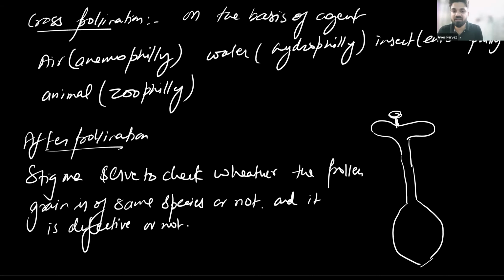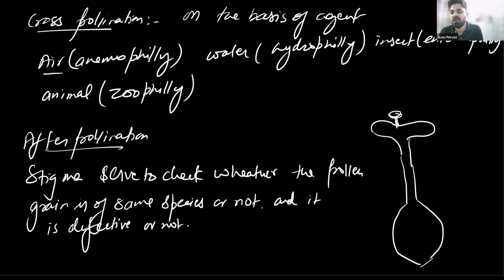So there are different agents by which cross pollination can be done. Depending on the agent being used, there can be different types of cross pollination. If it is done by air, it is called anemophily; by water, hydrophily; by insects, entomophily. Don't write it, it is not so important. So let's start with what happens if the pollen grain is transferred.